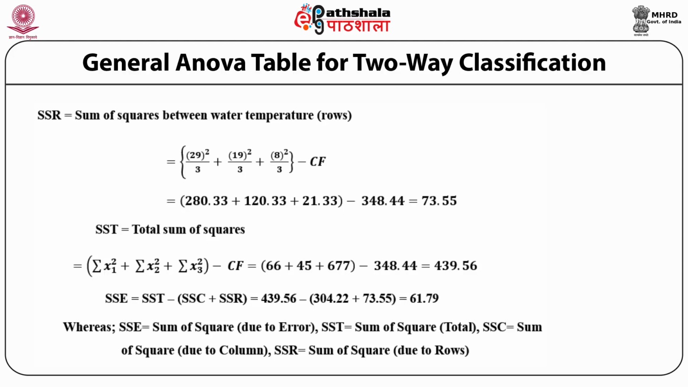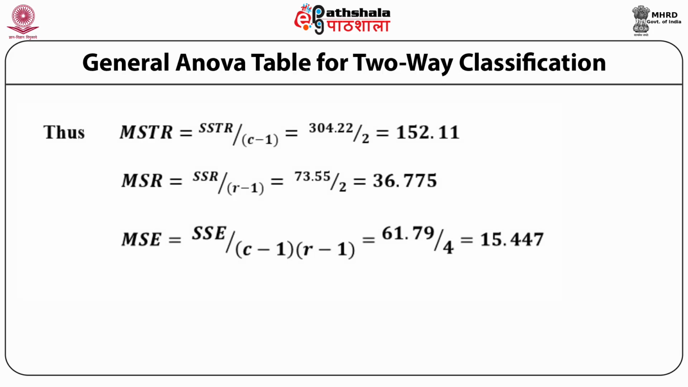SSE is the sum of square due to error, SST is the sum of square, that is total, SSC is the sum of square due to column, and SSR is the sum of square due to rows. Now let's find out the MSTR, MSR and MSE. So MSTR is the mean square column, MSR is the mean square of rows and MSE is the mean square of error.